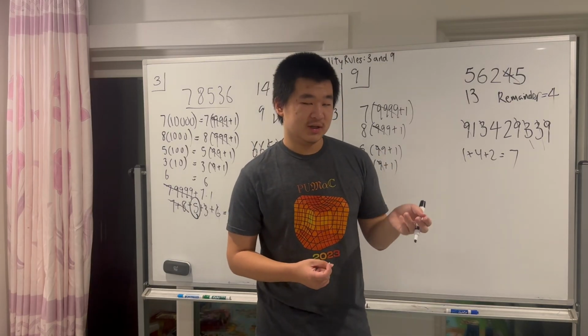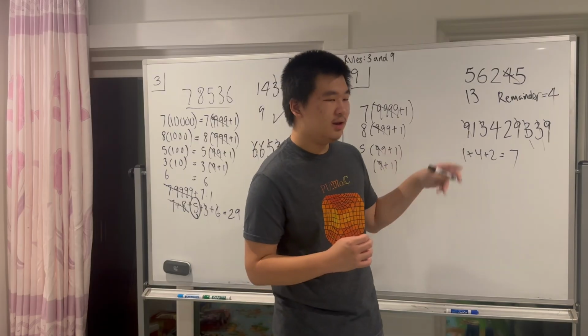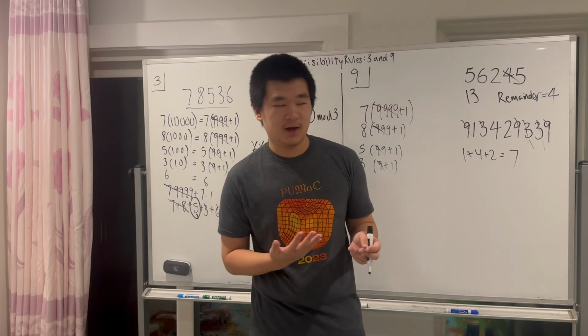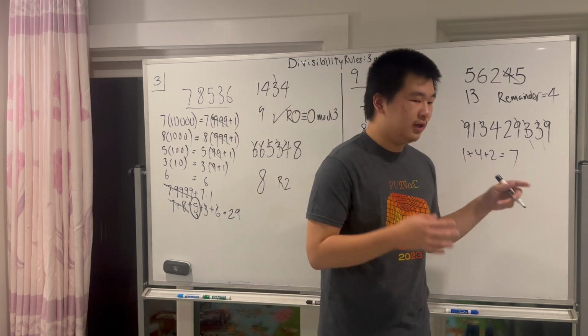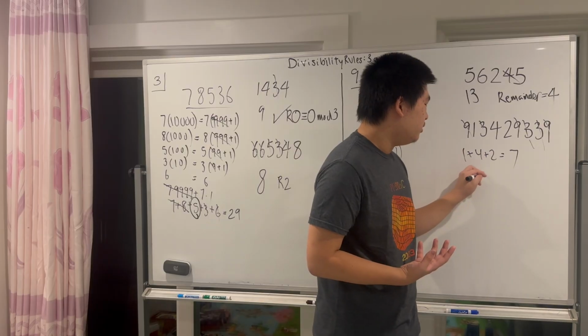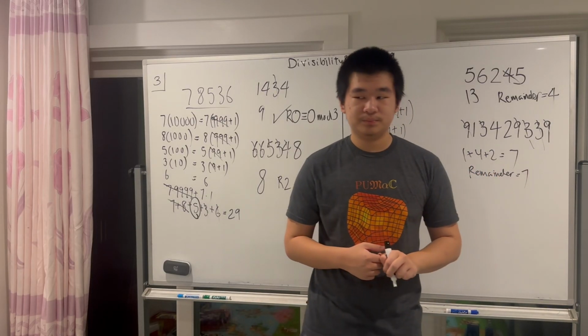And so once again, if the question was, is this a multiple of 9? Is this number divisible by 9? The answer would be nope, because 7 is not 0 or 9 or a multiple of 9. And also, if the question was, what's the remainder when you divide it by 9, you would say the remainder when you divide this number by 9 equals 7.